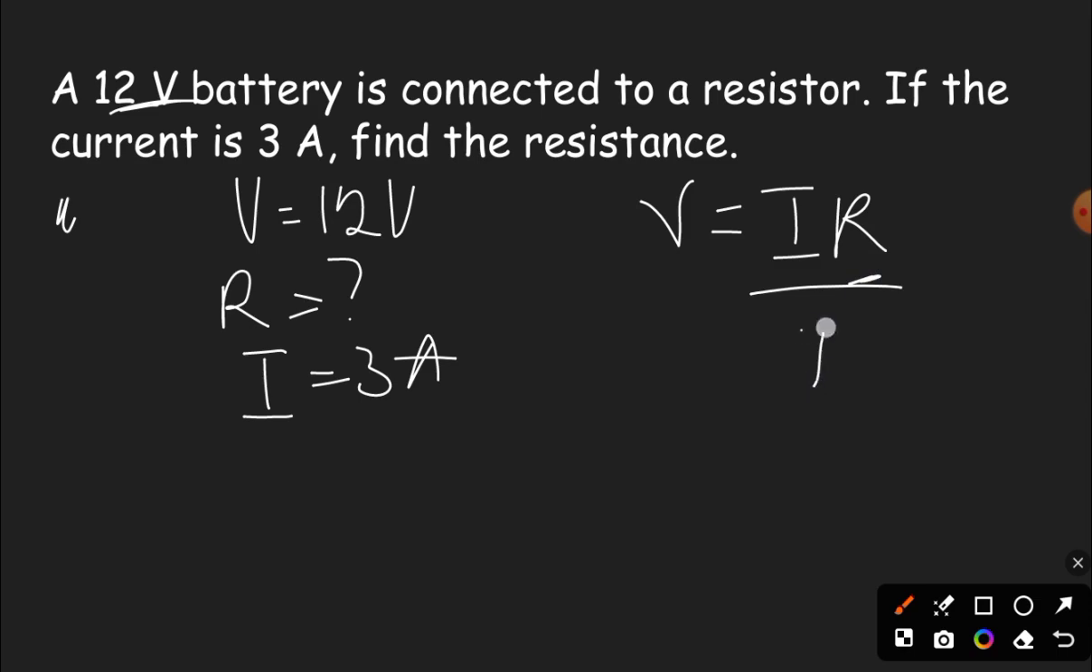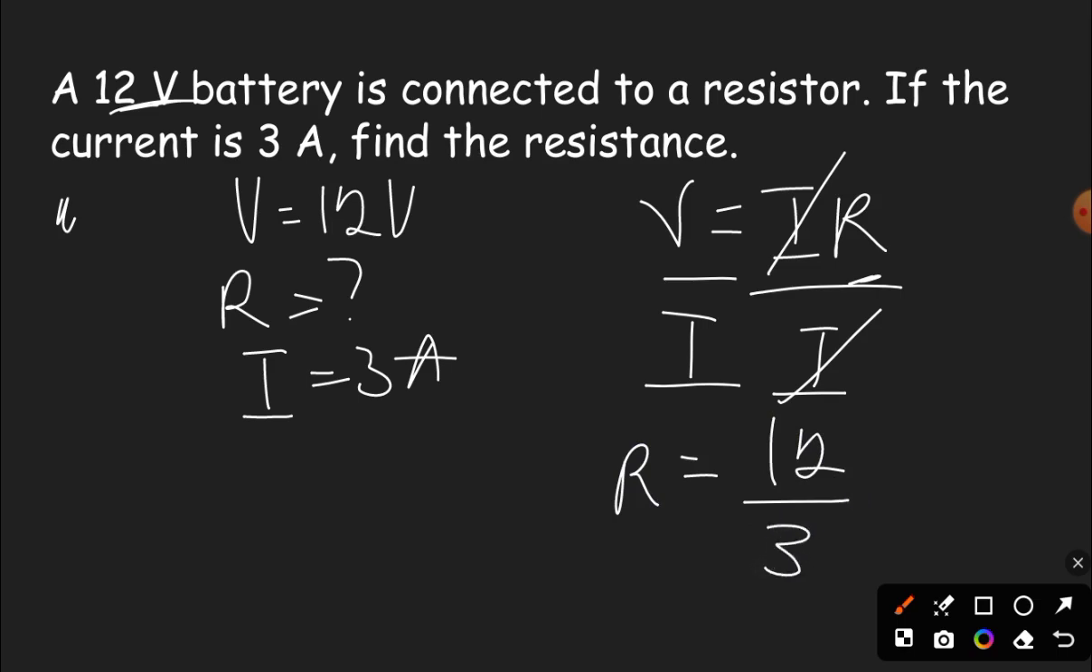You're supposed to find the resistance. So divide both sides by I over I. So I cancels I. So we are going to have resistance equals 12 volts over 3 ampere. 3 here 1, 3 here 4. So we're going to have 4 ohms.